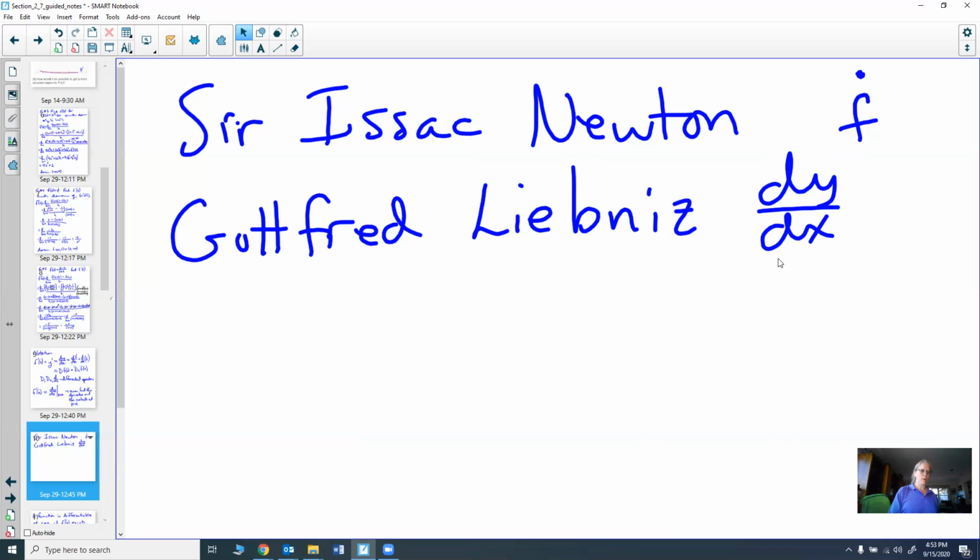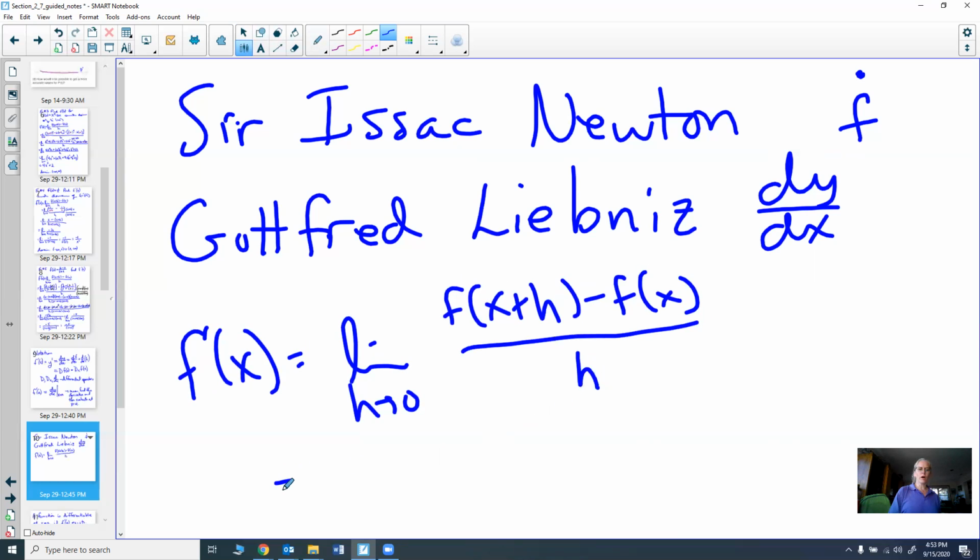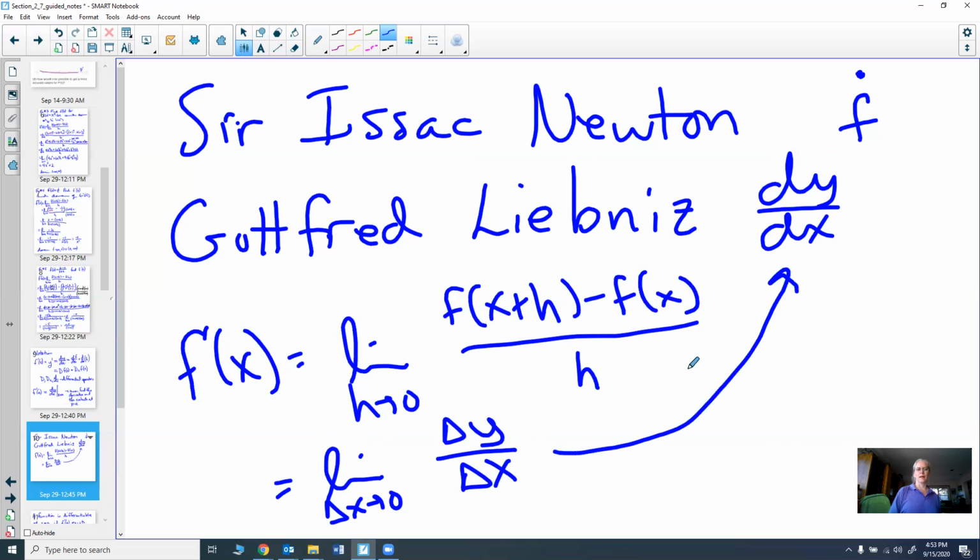The reason he called it dy dx is because if you think about what we're doing here, the definition of the derivative is the limit as h goes to 0 of f of x plus h minus f of x all over h. We also have the notation of the limit as delta x goes to 0 of the change in y over the change in x. This was actually the notation that Leibniz used, and this is where his dy dx came from. And so this notation we still see today, we still use it.